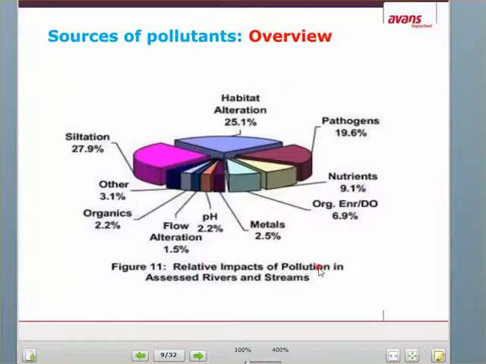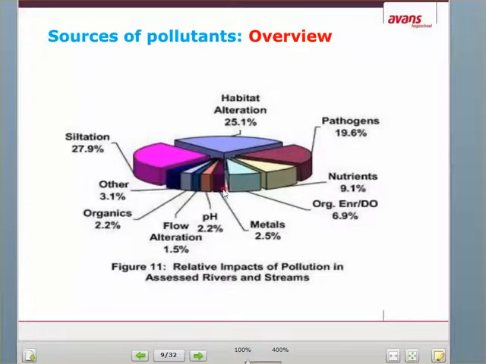An overview of all types of pollutants is here in this sheet. You see 25% is through habitat alteration, 27.9% through siltation. Pathogens, so infectious organisms, is the third largest. Nutrients are only 9%, but are a very important one, because nutrients then impact the pathogens. The more nutrients you have, the more pathogens can grow.